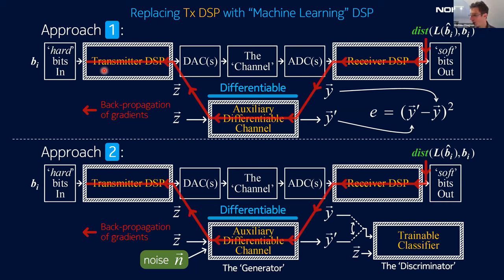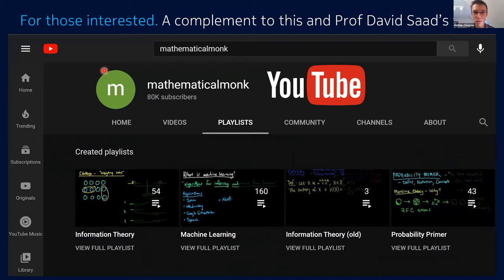And then for the interested, one last sort of 10 seconds. I'm a huge YouTube fan, by the way. I found a guy on YouTube, he must be a prof somewhere, either in the US or in Canada. His name is Mathematical Monk. This would be a nice complement to this talk and David Saad's talk on, I believe, Monday. He has a full series on information theory, really good, 160 videos on machine learning, information theory and probability primers. I highly, highly recommend that guy. I don't know who he is in real life. He's hiding under this pseudonym, but it's excellent.